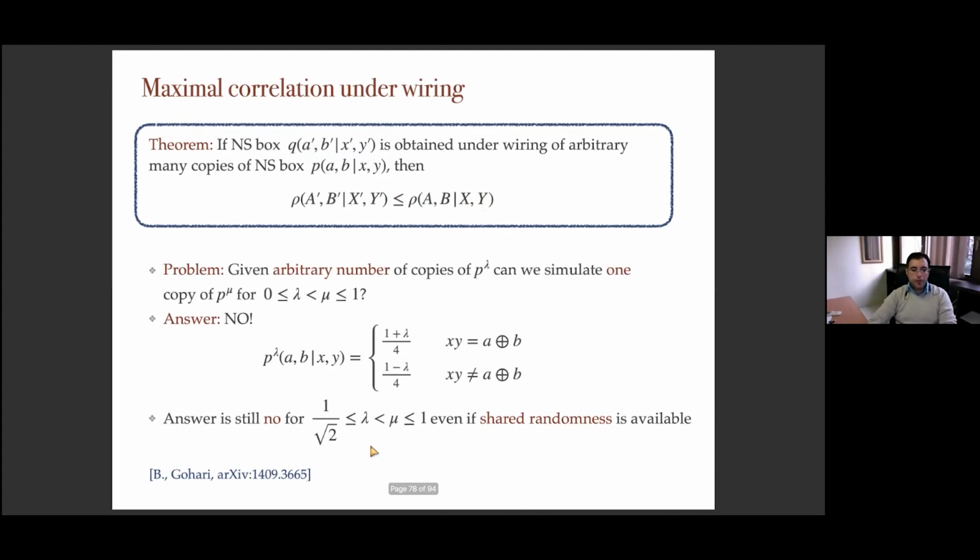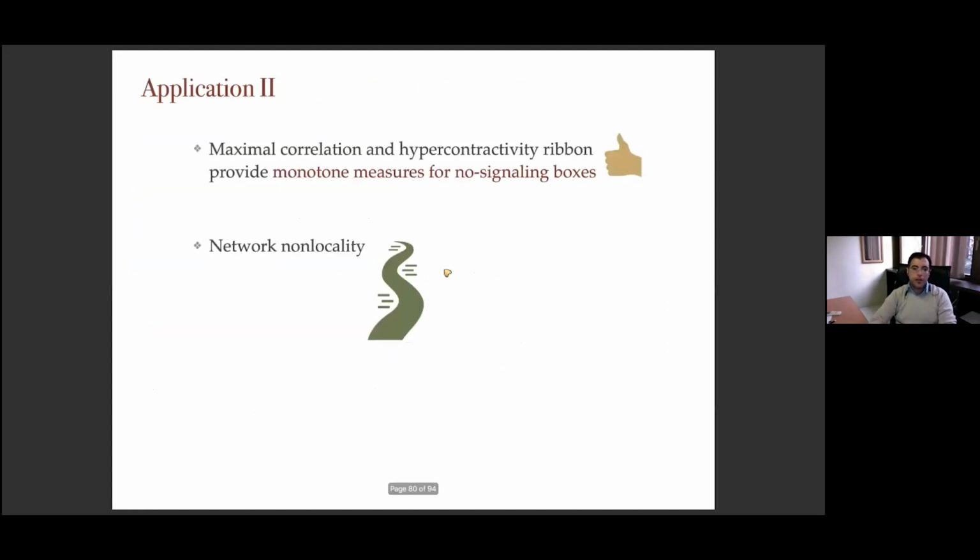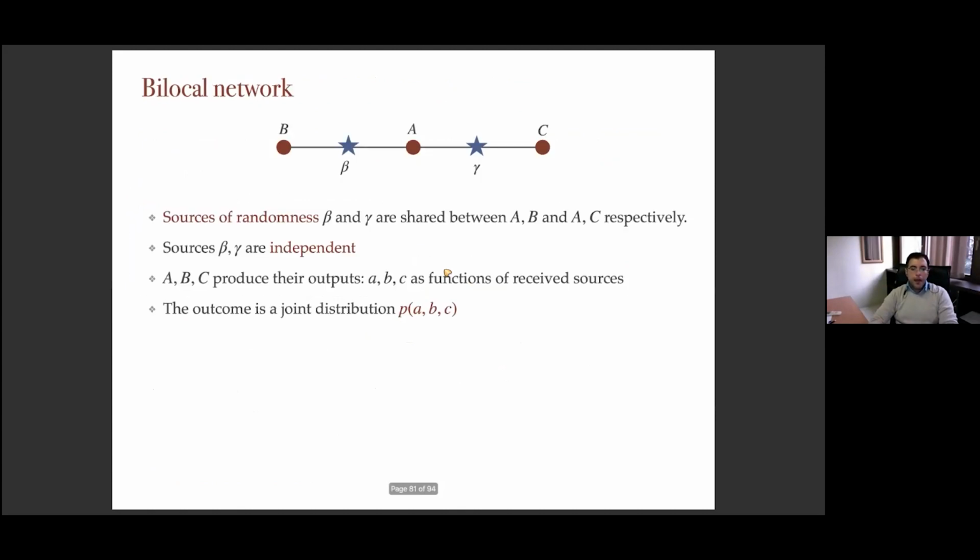I will skip over these things. You can also prove the hypercontractive ribbon for boxes by the same kind of ideas, and again you have the same theorem, the monotonicity under wirings.